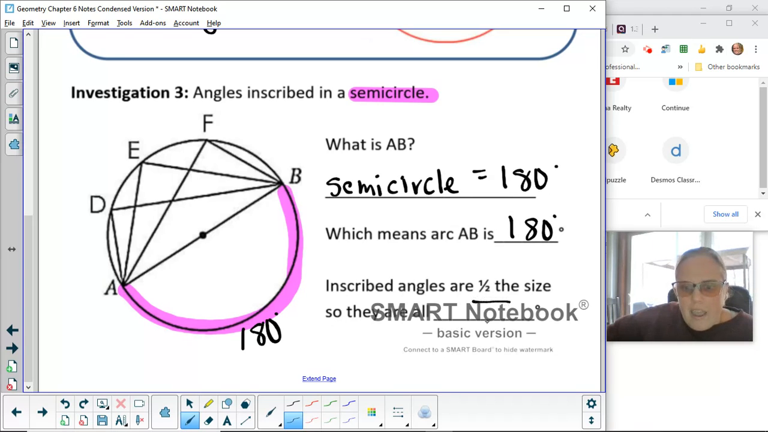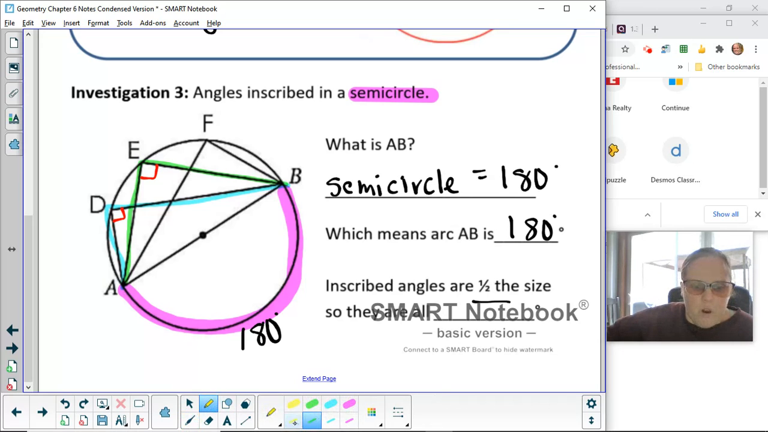Inscribed angles are half the size. So if I'm looking at the inscribed angle, let's say ADB, that angle has to be half the size of 180. Well, half of 180 is 90 degrees. So I could put a 90-degree box in this corner. Now, because I have another inscribed angle, AEB, that is touching that same semicircle, that one is also a 90-degree corner.